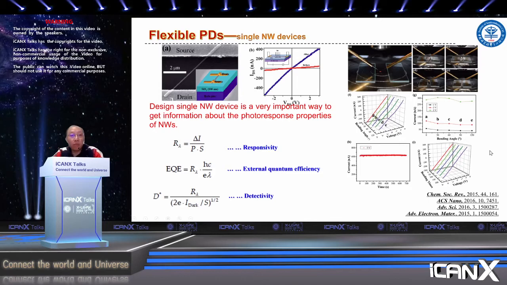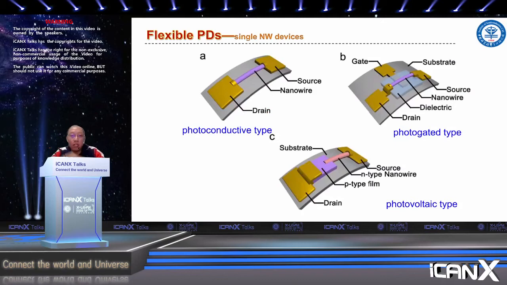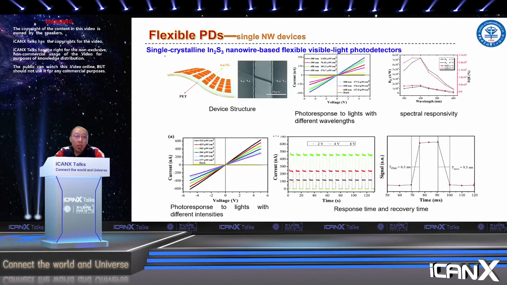For researchers working in this area, there are mainly three types of devices fabricated. The first one is the photoconductive type of photodetectors, the second one is the photogated type, and the third one is the photovoltaic type. All these three types show very good performance, and we can design different kinds of devices for different applications. And here I show some results on single nanowire devices.